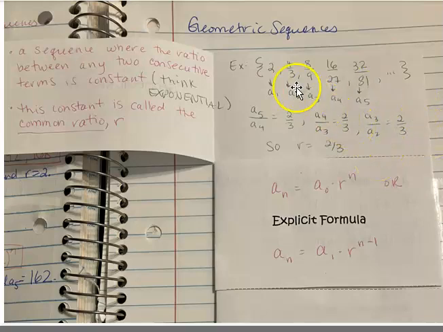If I'm not sure how to figure out what they're multiplying by, you can take any two consecutive terms and divide the second term by the previous term. So a sub 5 divided by a sub 4, a sub 4 divided by a sub 3, a sub 3 divided by a sub 2. Since these are fractions, you would do keep, change, flip, and if you do that, you get 2/3. So we now know that r is equal to 2/3.